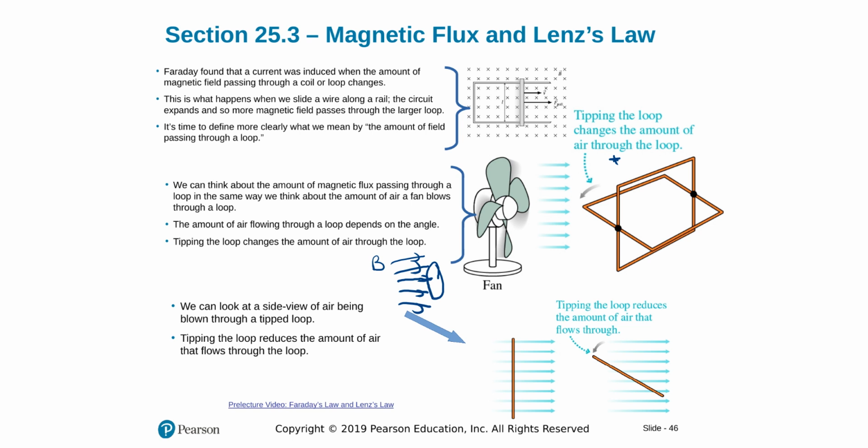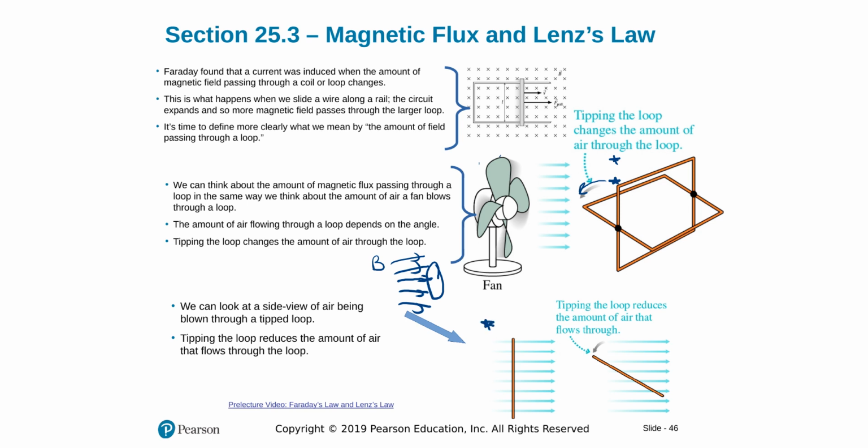If I ran this fan and put my rectangular loop here, there will be some part of the air passing through the loop, and we can all realize that if we rotate the loop, the amount of air passing through it will change. So a change in angle will change the magnetic flux or air flux.